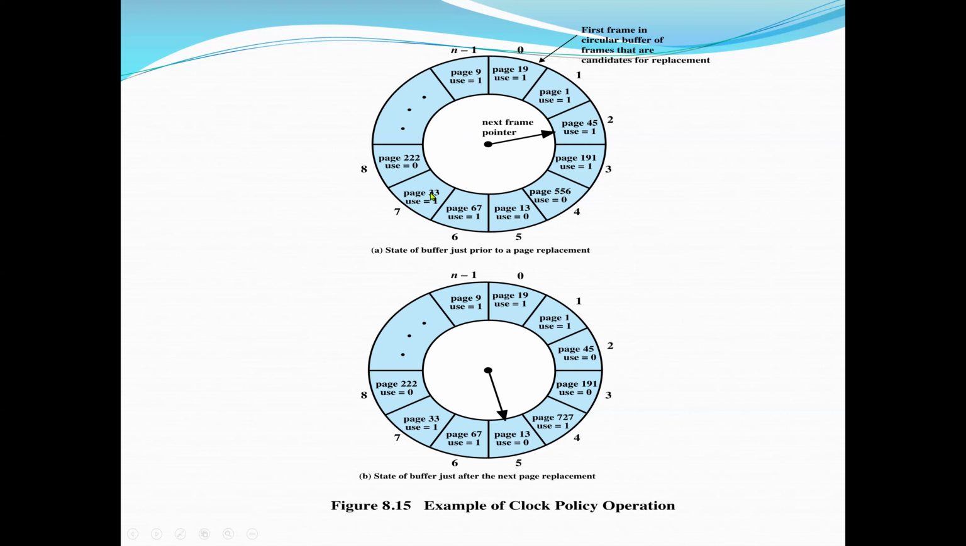And then we keep going. Now the use bit is set to 1 for this frame, and the pointer advances to frame 5, completing the page replacement procedure. So the behavior of the clock policy is shown in our previous figure, which we went through.